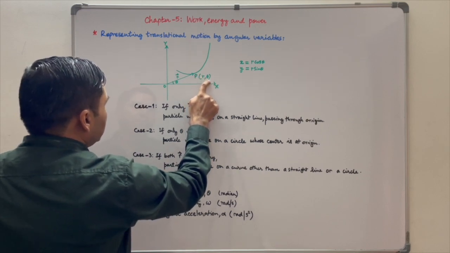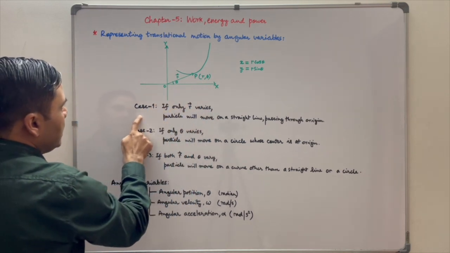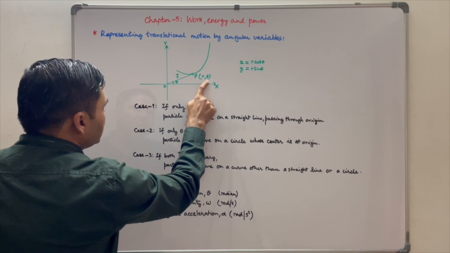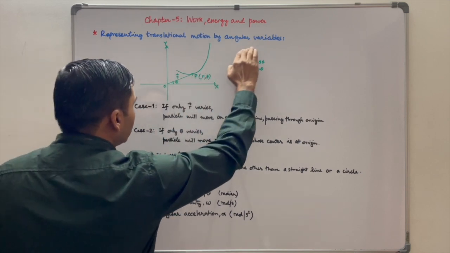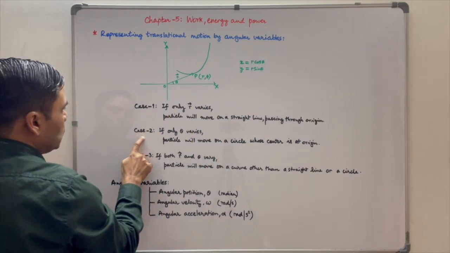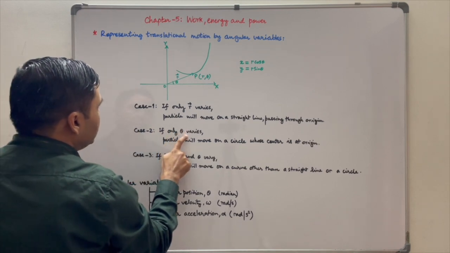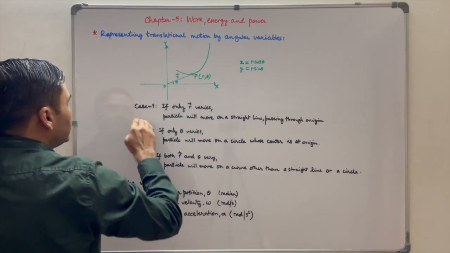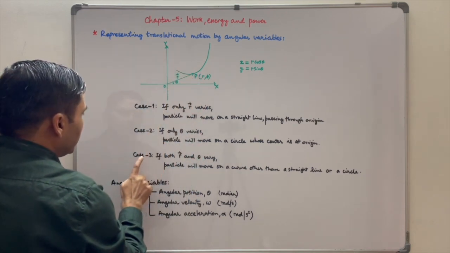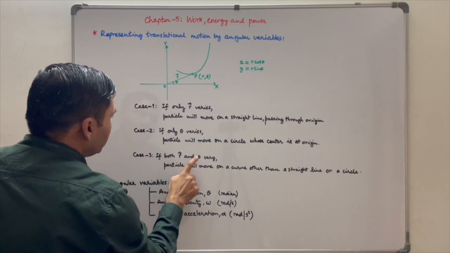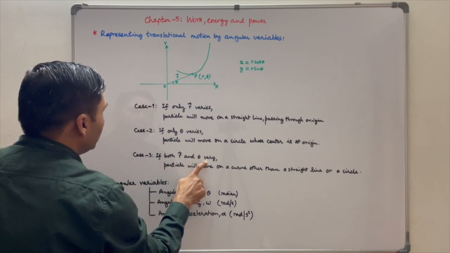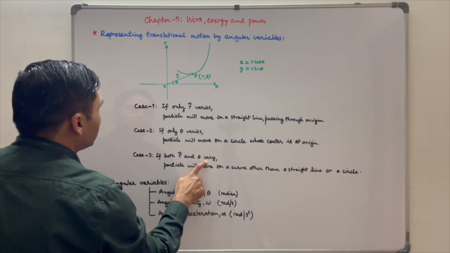Let us consider 3 cases. Case 1. If only r varies, theta is constant. That means the particle will travel in a straight line. Case number 2. If only theta varies and r is constant, that means the particle will travel on a circular path. Case number 3. If both r and theta vary, that means the particle will neither travel on a straight line nor on a circle. It will travel on some other curve.